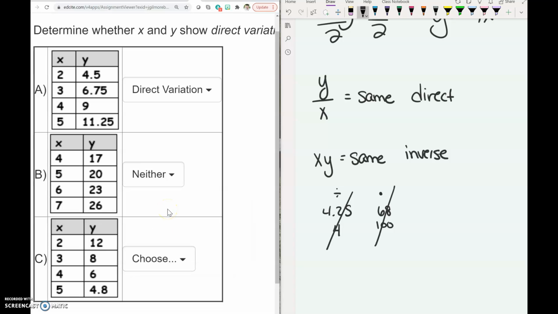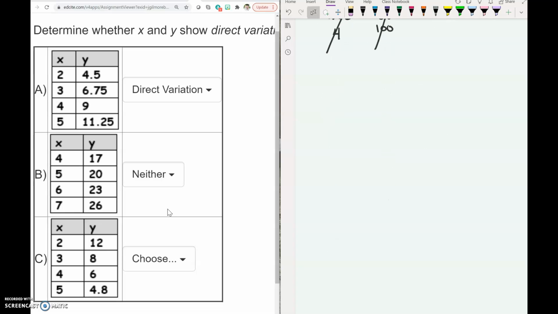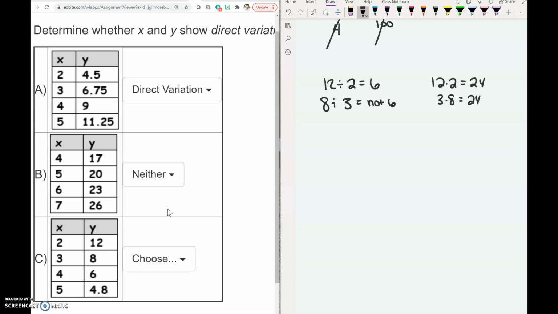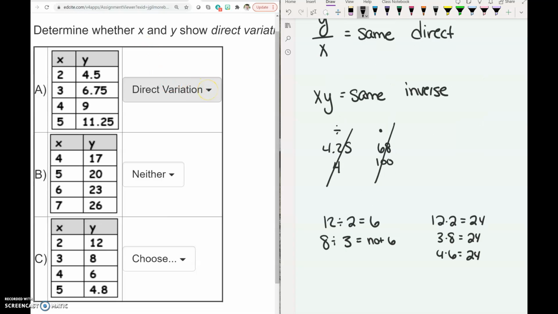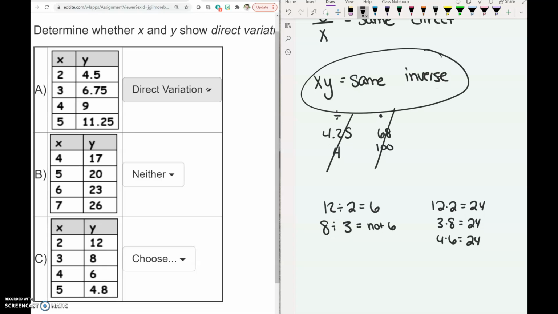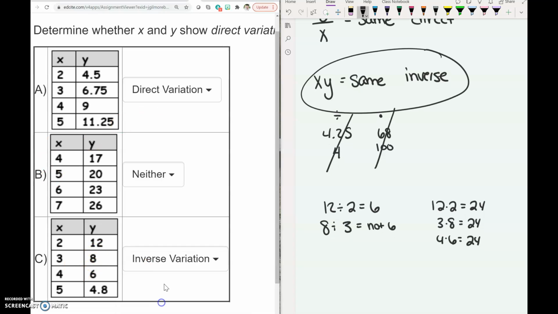You can probably then, from just process of elimination, figure out that the last one's going to be inverse, but yeah. If you do 12 divided by 2, you get 6. 8 divided by 3 is not 6, so it's not direct variation. 12 times 2 is 24. 3 times 8 is 24. 4 times 6 is 24. 5 times 4.8 is 24. And if multiplication gives you the same number, then it is inverse variation.